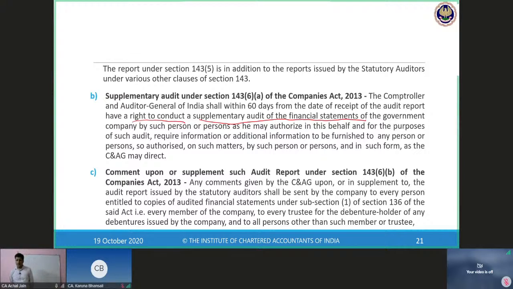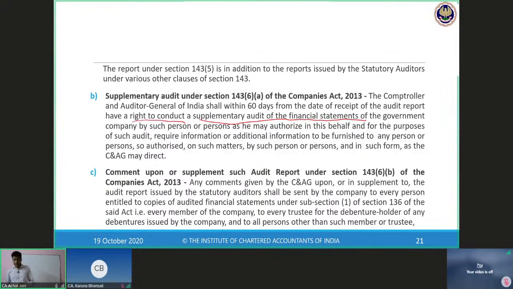by such person or persons as he may authorize in this behalf, and for the purposes of such audit require information or additional information to be furnished to any person or persons by such person or persons and in such form as the CAG may direct. You can say some of the supplementary procedures, if CAG believes, are required to be performed in relation to financial statements of a government company, then CAG may appoint another person and may require those additional procedures to be performed by that person. Okay.